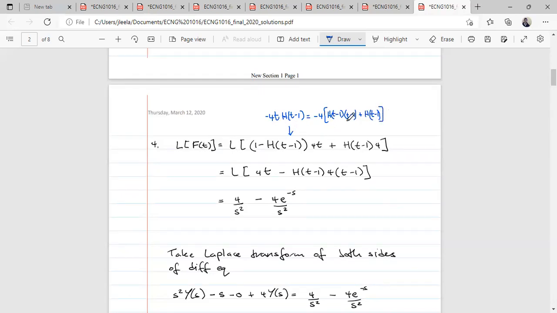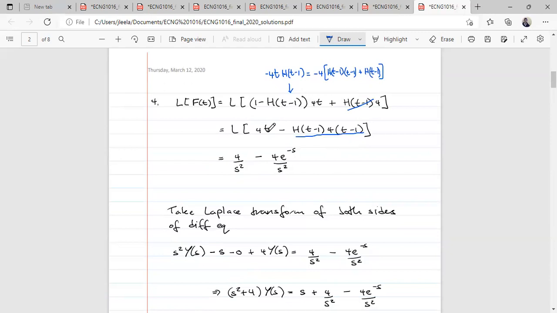So this here will be really this here, minus 4 into h(t-1)(t-1) plus h(t-1), right? So what will happen here? You'll get minus 4 h(t-1)(t-1), which is essentially this term here, and then you'll get minus 4 h(t-1), and then you have a plus 4 h(t-1). So that will cancel. Therefore, you'll just get the Laplace of 4t minus the Laplace of h(t-1) 4(t-1).